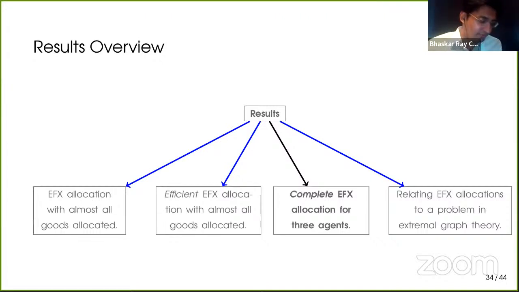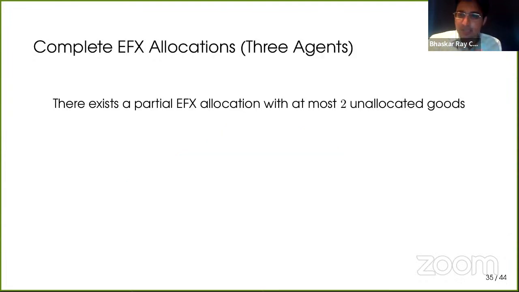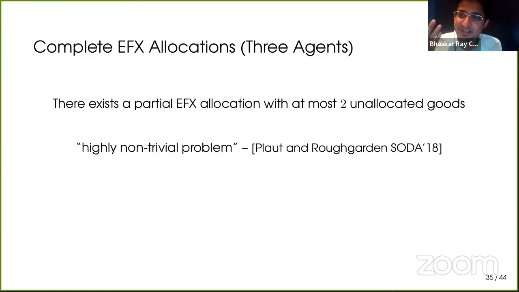Okay, so now let me talk about complete EFX allocations for 3 agents. As a corollary of the first theorem, there is a partial EFX allocation with at most 2 unallocated goods. So our goal is to just get rid of these 2 unallocated goods, which may seem not that difficult, but unfortunately it is. Getting rid of these 2 goods is very tedious.